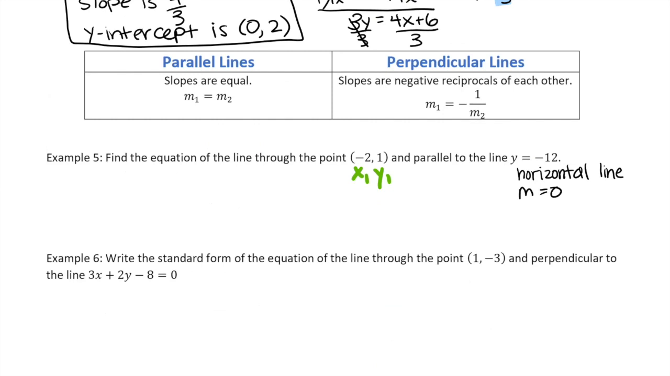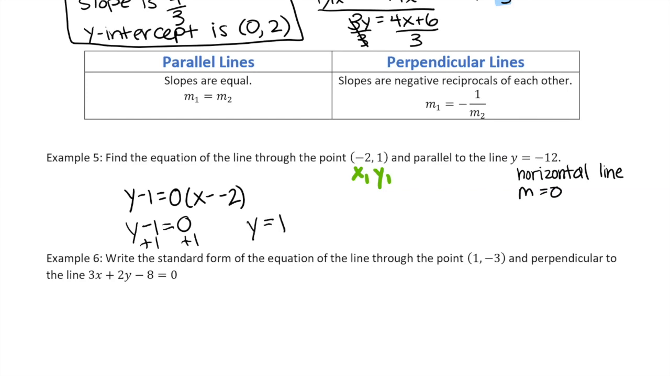So I'm going to do y minus y1 equals m times x minus x1. All right, I will simplify this down. The whole 0 times anything is 0 still. So the whole right side of the equation is a 0. And then if I add 1 to both sides, I get y equals 1.